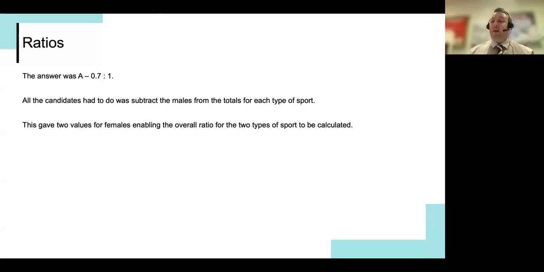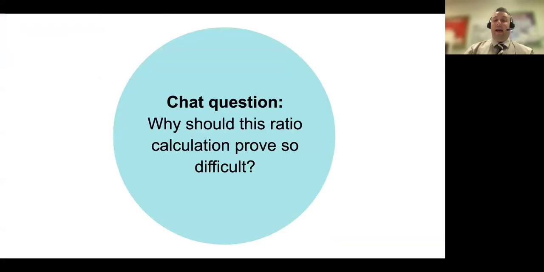And what they had to do was obviously subtract the males from the total to get the females, and then create the ratio of females to males. All right. Again, anybody want to sort of put anything in here, please feel free.